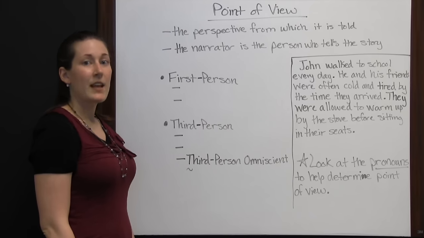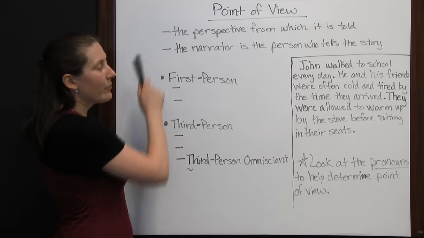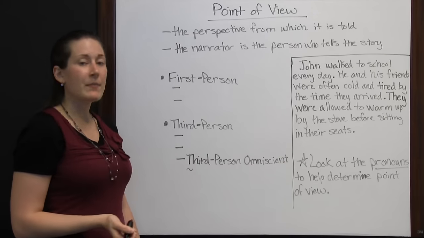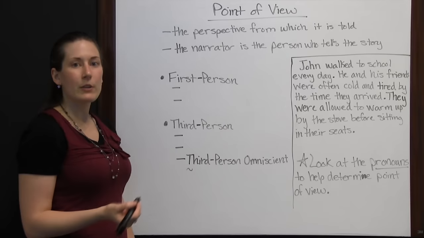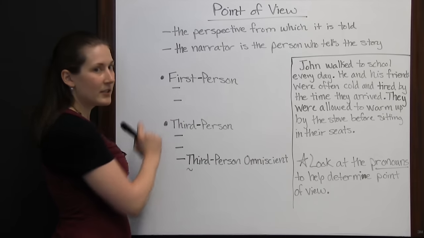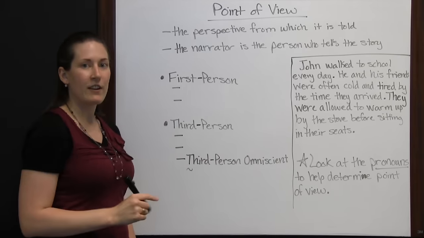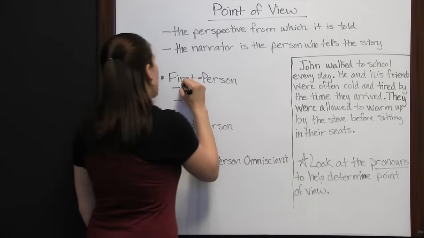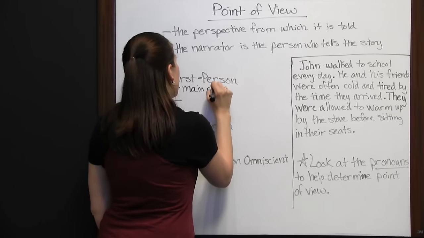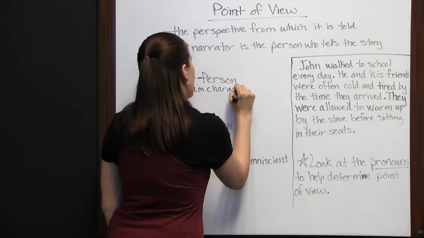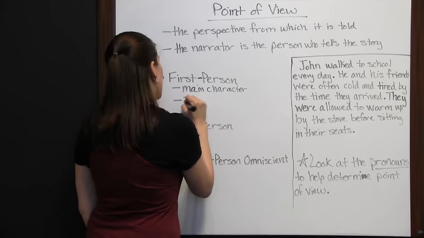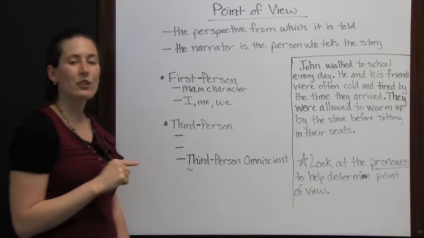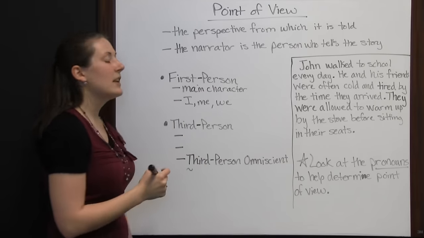Point of view. The point of view is the perspective from which a story is told, and the narrator is the person who tells the story. So when we're looking for point of view, we're looking to see if we have a first-person narrator or a third-person narrator that's telling us the story. In first-person, your narrator is going to be your main character, and they're going to be saying I, me, we. These are the pronouns you're going to see associated with a first-person narrator.